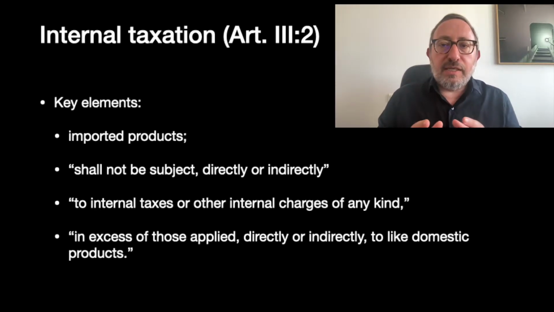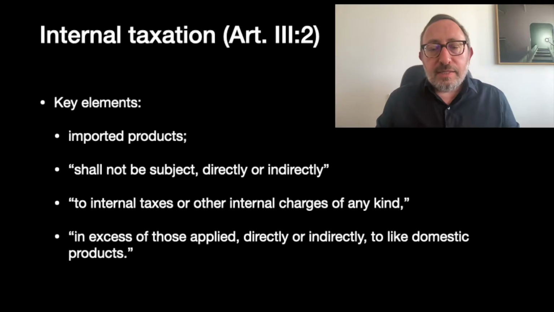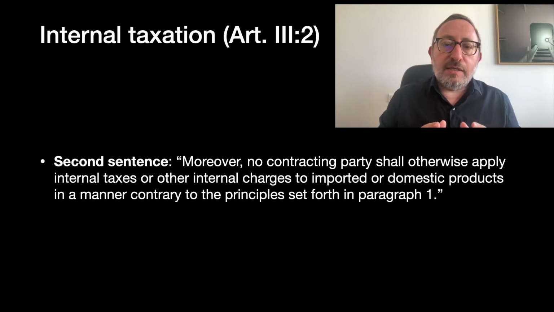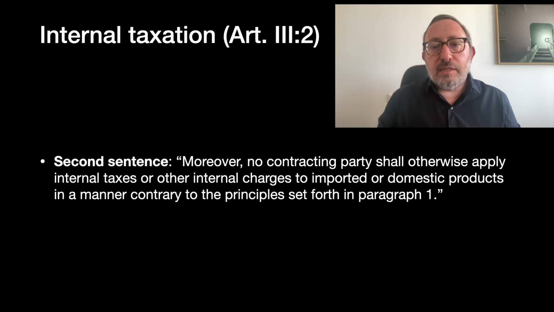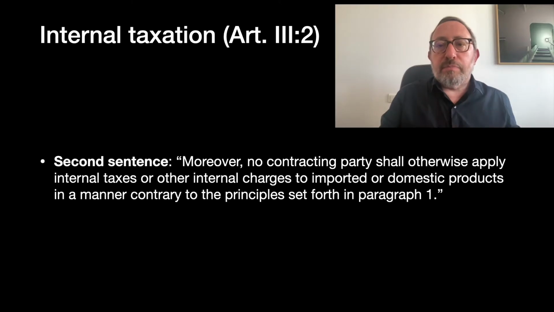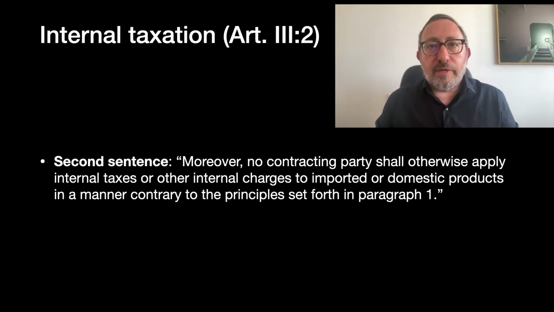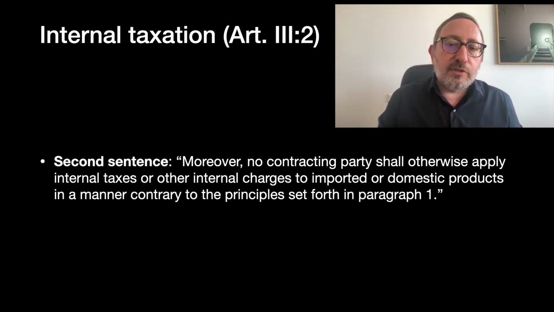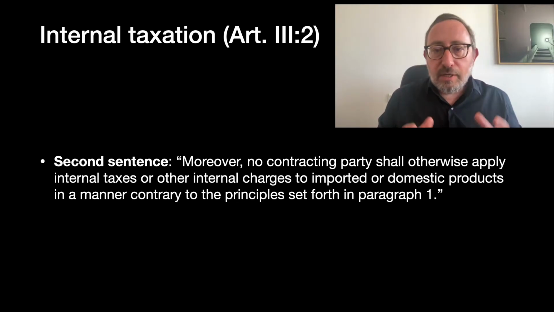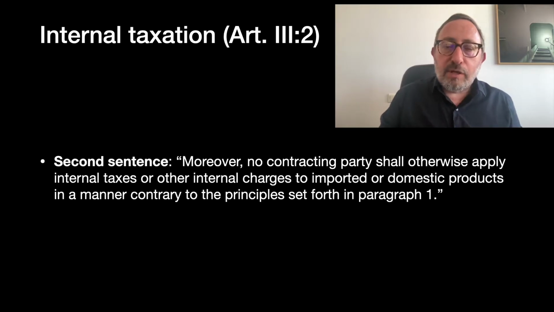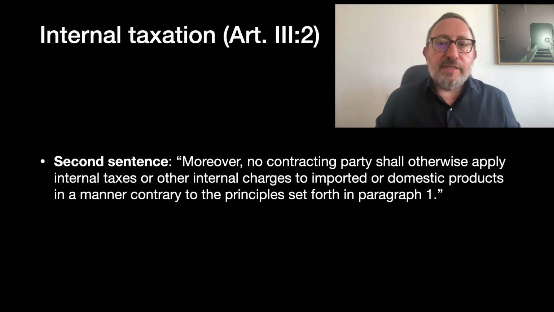So here we have some of the key elements of this provision. Now, the second sentence, on the other hand, has a broader scope in the sense that it states, moreover, so in addition to the protection afforded by the first sentence, no contracting party shall otherwise apply internal taxes or other internal charges to imported or domestic products in a manner contrary to the principles that are set forth in paragraph 1. Now, as we know, the principle set forth in paragraph 1 is that these measures shall not be applied so as to afford protection to domestic production.